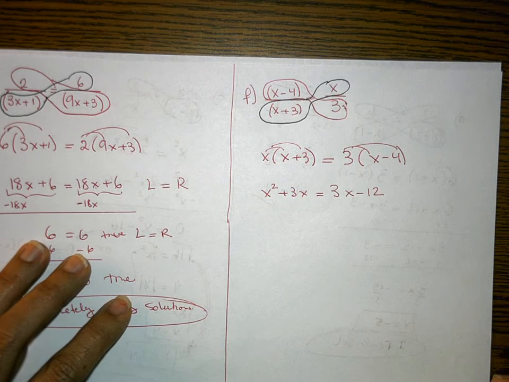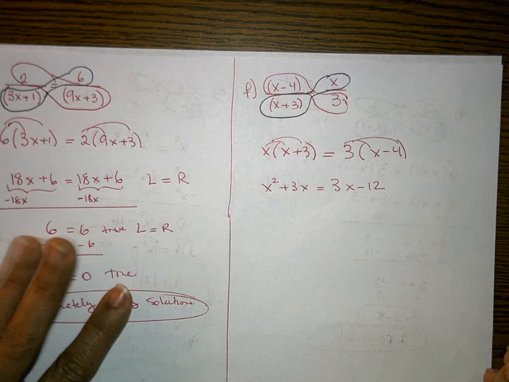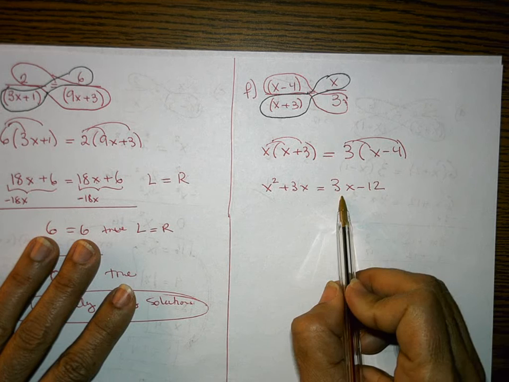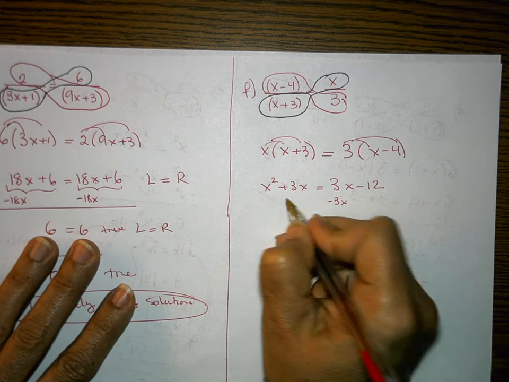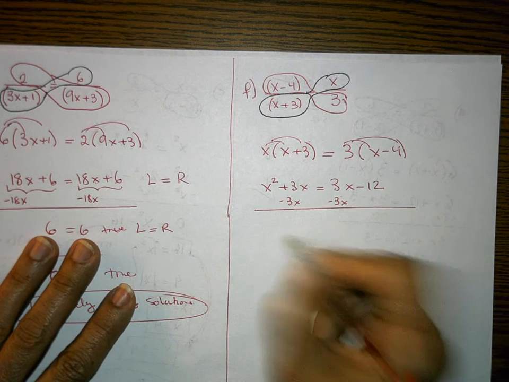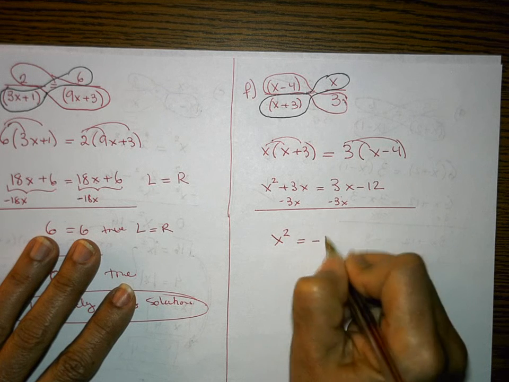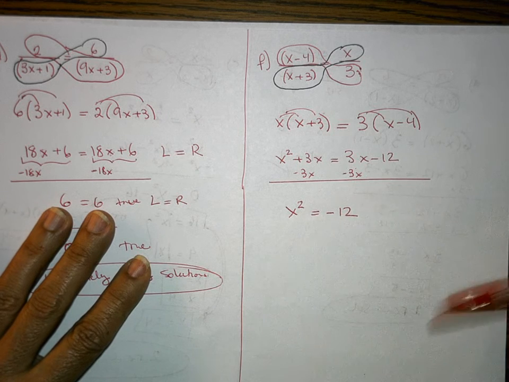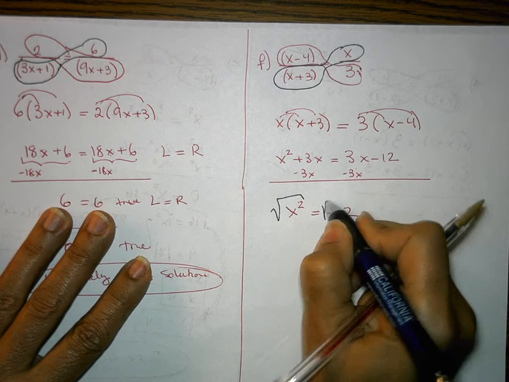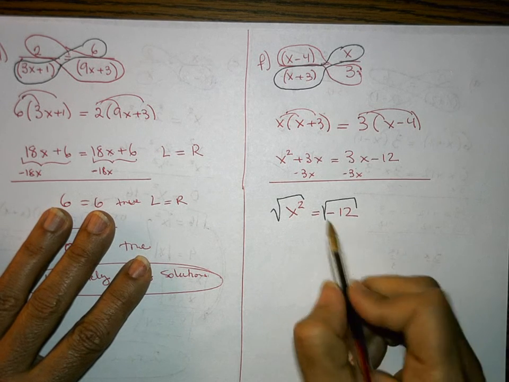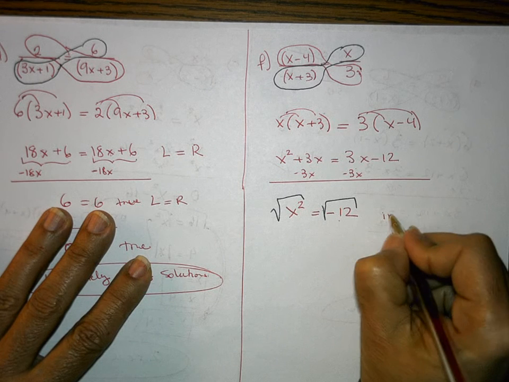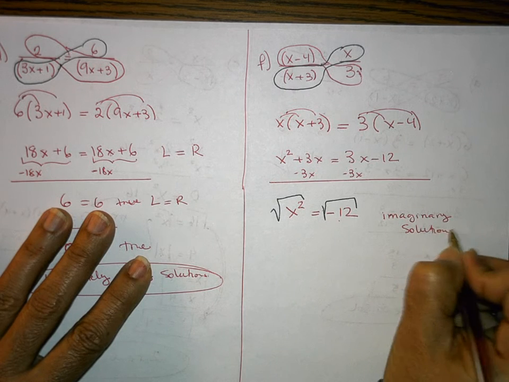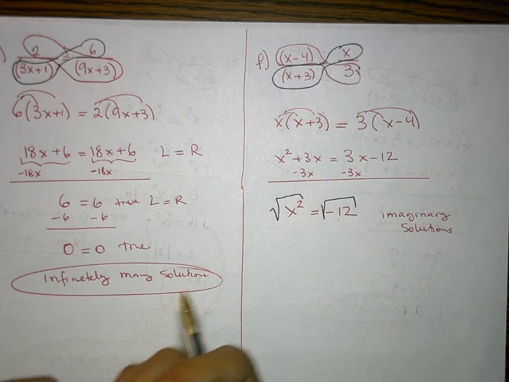All right, let's see. What do I want to do here? I want to go ahead and subtract this 3x from both sides. Minus 3x, minus 3x. I end up with x squared equals negative 12. Nice. Immediately you should say, well, I want to apply the square root to both sides. But anytime I take the square root of a negative number, we are going to end up with imaginary solutions. So we already have a pretty good feeling of what our answer will be here.